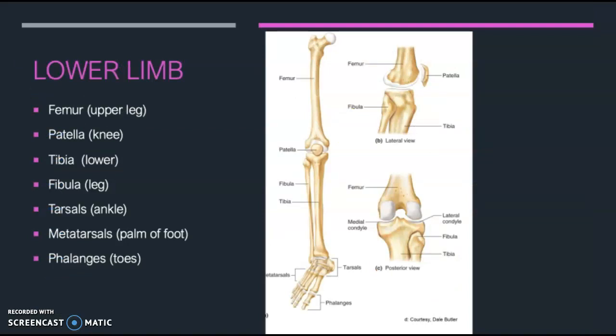Then we move on to the lower limb, which shows you the whole entire leg. We have the femur, which is just one single bone. Then we have the patella that goes down to the knee and connects to the other bones. Then we have the tibia and fibula, which are two bones together that make up your lower leg. And then we have the tarsals, metatarsals, and phalanges, which create your foot itself. The tarsals are the ankle, the metatarsals are the palm of the foot, and phalanges are your toes. Phalanges are the same for fingers and toes.